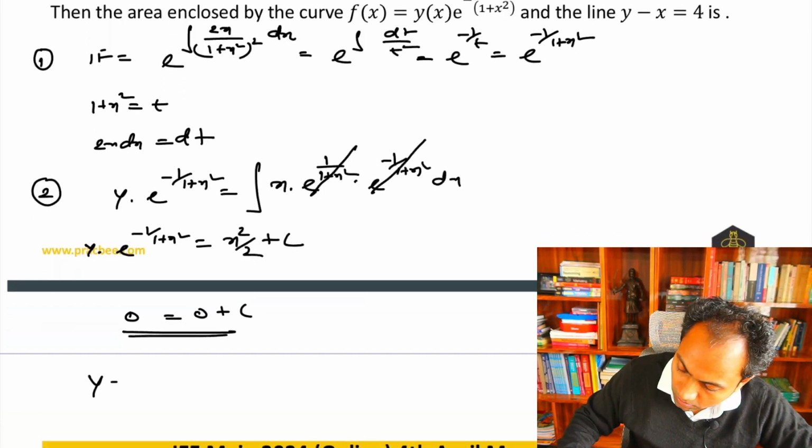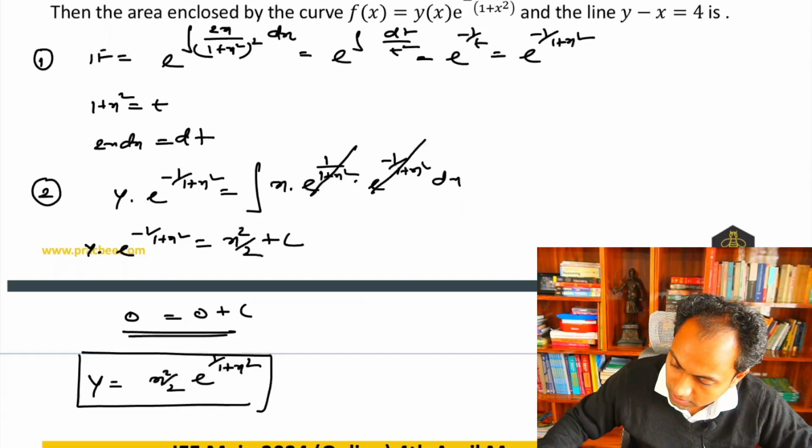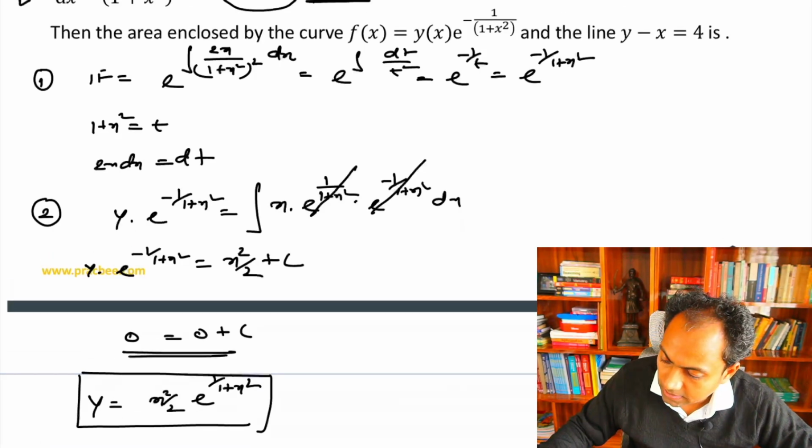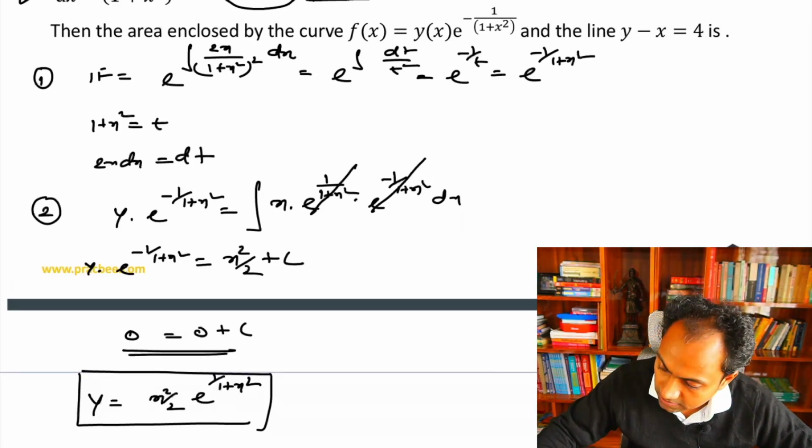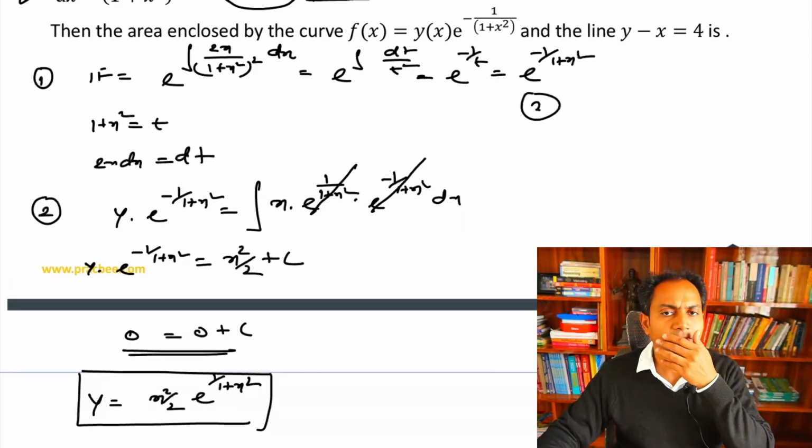So the value of y here comes out to be x square by 2 e raised to the power 1 by 1 plus x square. So this is what my curve looks like. What they're saying is, if I write a curve f(x), this is the third part. So we have solved the differential equation, that part is done.